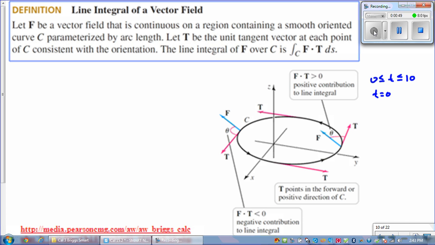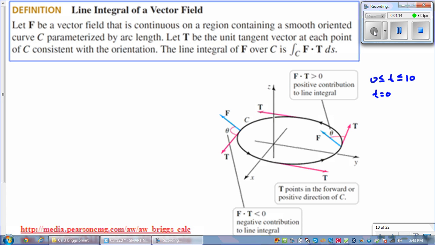Okay, two, the line integral along the oriented curve has to involve a specific component of the vector field. So we're going to look at two different components. One will be the component of the vector field in the tangent direction, and the other one that we'll look at later is the component of the vector field in the normal direction.